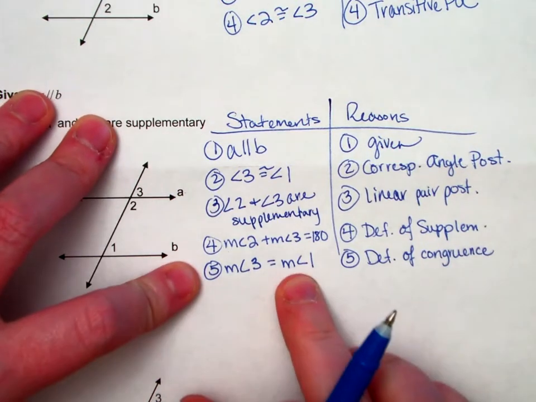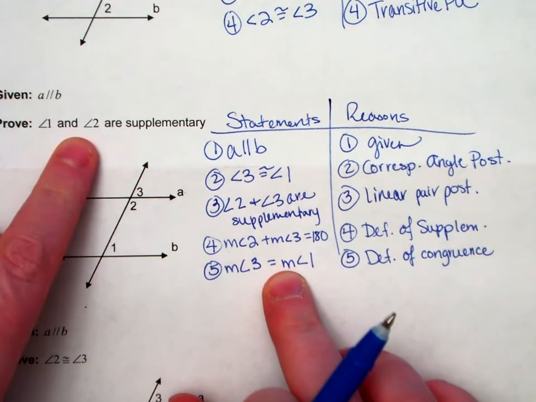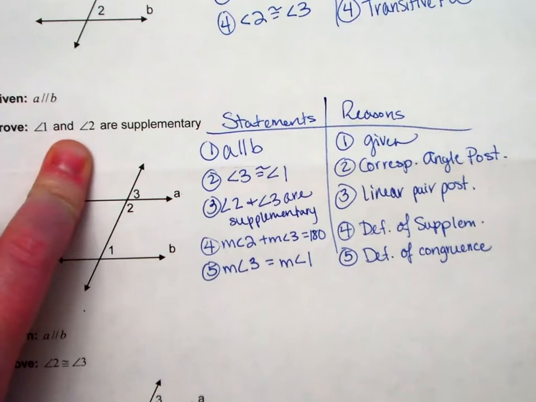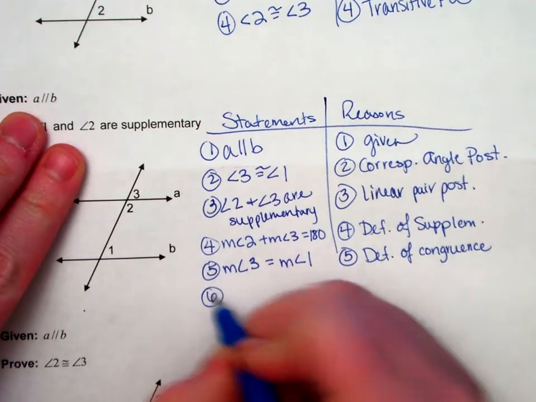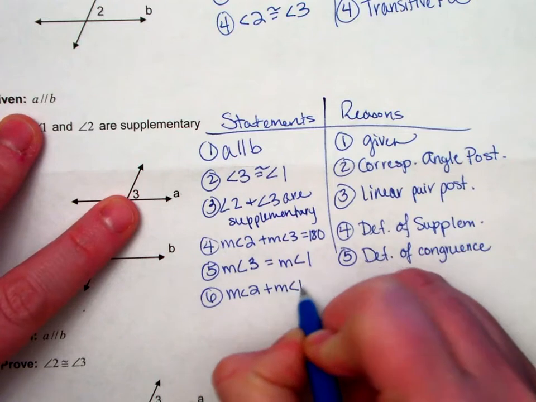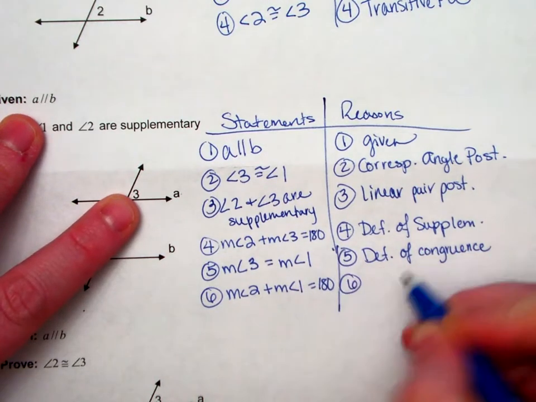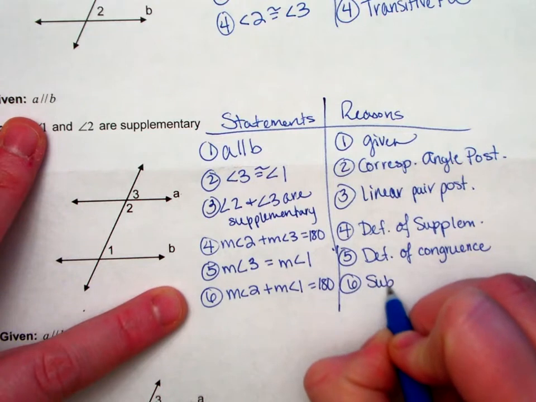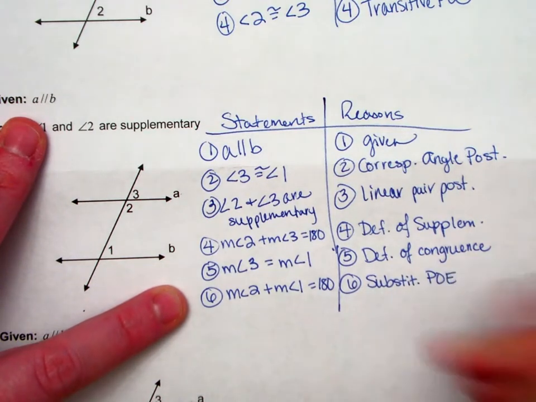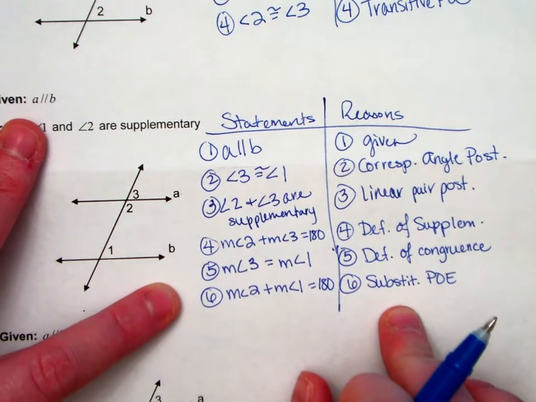Now that the measures are equal, and I have measure of angle 3 in line 4, and I need 1 because I need to get to 1 and 2 being supplementary, we're going to do some substitution. So step 6, measure of angle 2 plus measure of angle 1 equals 180 degrees. That's step number 6. That's just substitution property of equality, because this is an equation, so it's of equality, and you can only use substitution with property of equality.